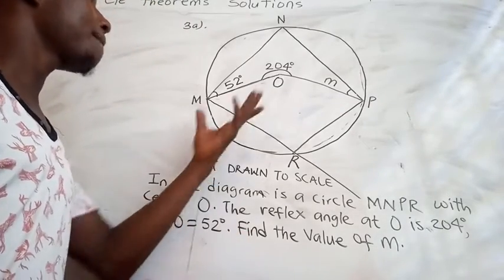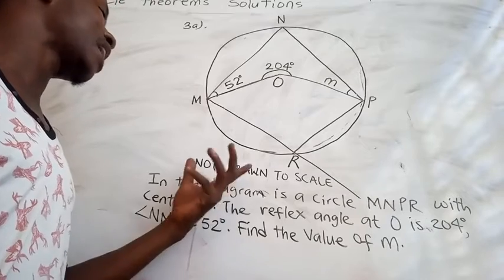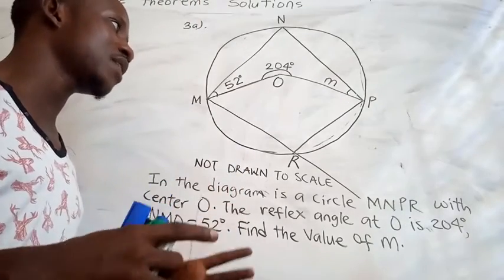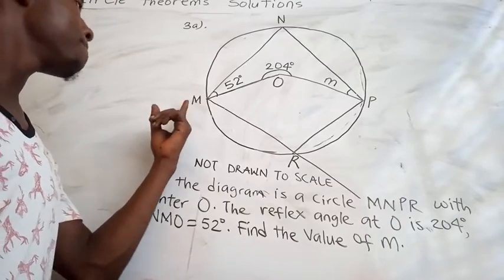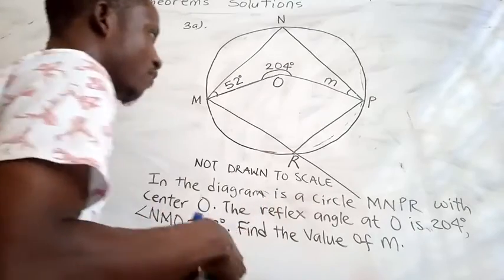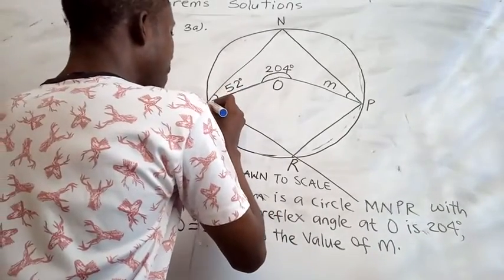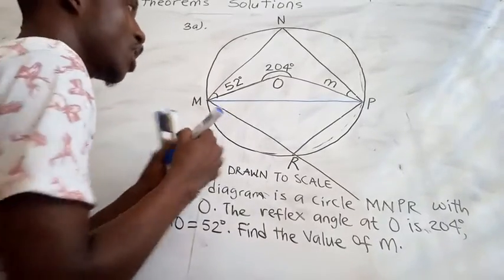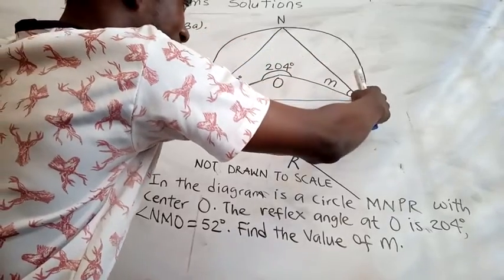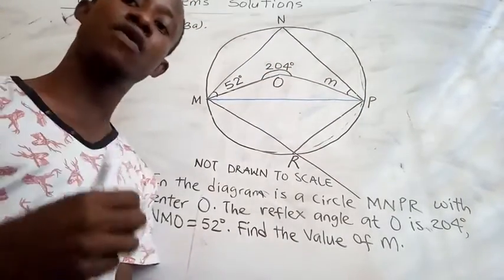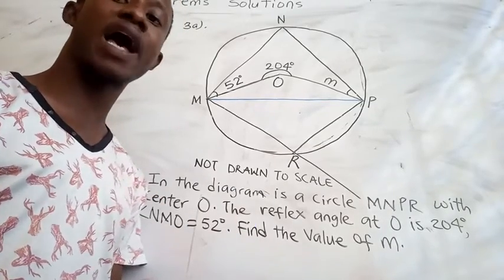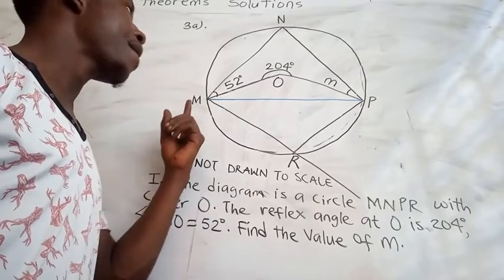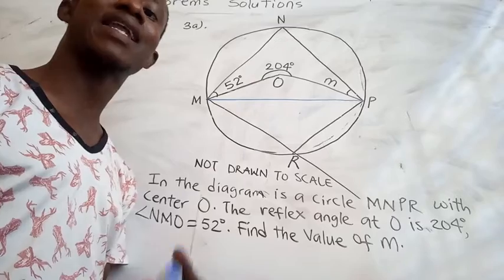The first and foremost thing, before we start solving, we have already been told that this diagram is not actually drawn to scale. Now, between any two points in space, there is a line. So a line can be drawn between point M and point P. Constructing this line from point M to point P, we have a small triangle here, and this triangle is formed from the two radii of the circle. Whenever you have a triangle that is formed from the two radii of the circle, that triangle is referred to as an isosceles triangle. So this triangle, MOP, is an isosceles triangle.